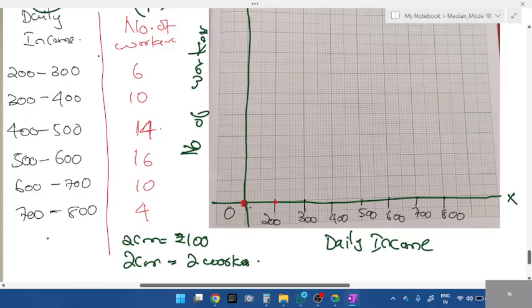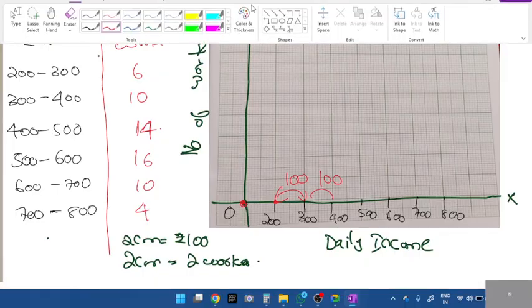right? So it doesn't mean you have to start from 100, students. The difference should be 100. 2 centimeter is equals to 100 is the difference. Is the difference constant for everything? 200 to 300, 300 to 400? That's the meaning of scale, whatever scale they have given.